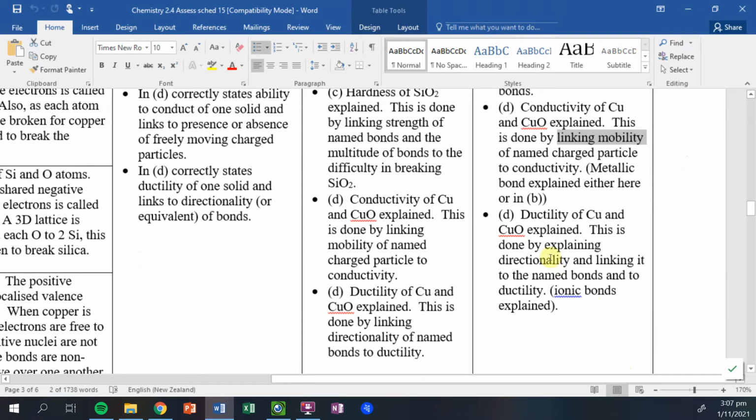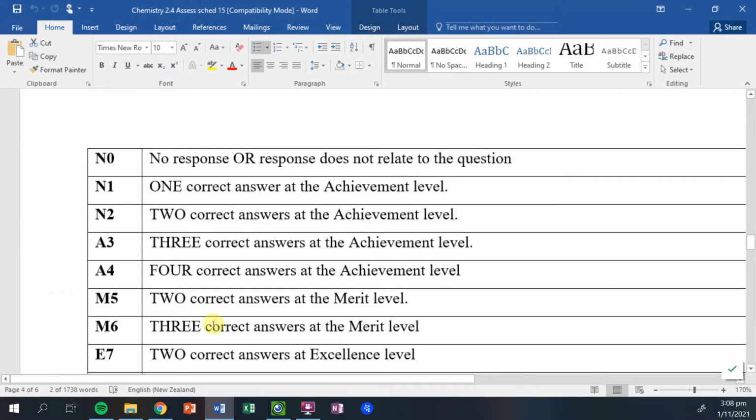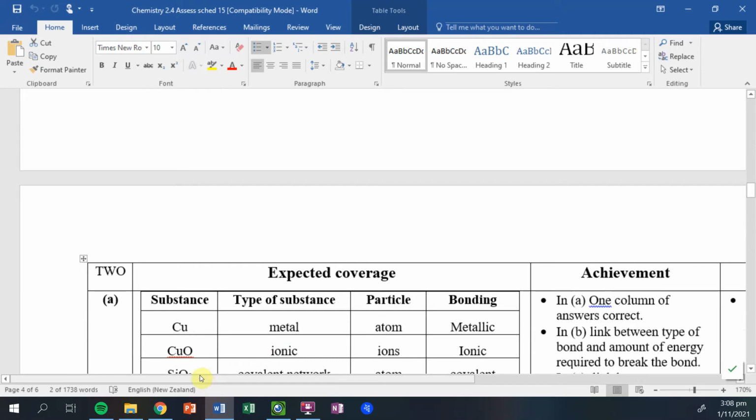Ductility is explained by the directionality and the linking of the names of the bonds to the ductility. Make sure, and also one of the ionic bonds explained. Be mindful of this one. It's really good to draw a diagram to explain why ions are brittle. Cool. And then I'll show you guys how the points broke down because I think that's useful to see. So this one was quite hard because they had 3 excellence points, needed all 3 for the E8. But to be fair, it's unusual that they had 3 points, so I'm not surprised they require all of them for the E8.